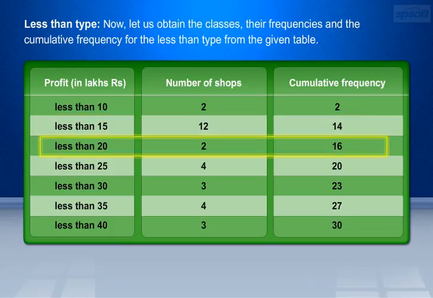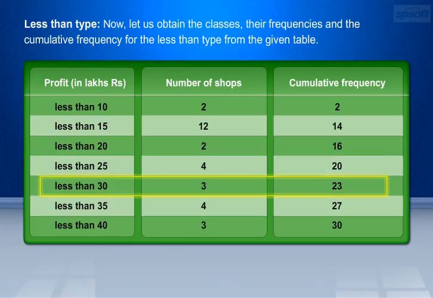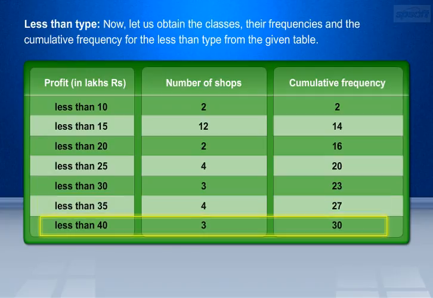For the class interval less than 20, we get the frequency as 2, since 16 minus 14 equals 2. For the class interval less than 25, we get the frequency as 4, since 14 minus 10 equals 4. For the class interval less than 30, we get the frequency as 3, since 10 minus 7 equals 3. For the class interval less than 35, we get the frequency as 4, since 7 minus 3 equals 4. For the class interval less than 40, we get the frequency as 3.